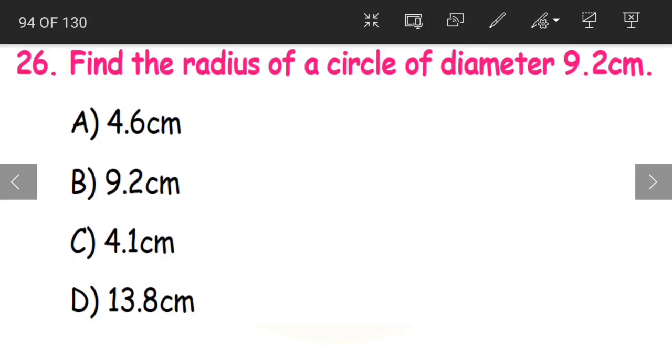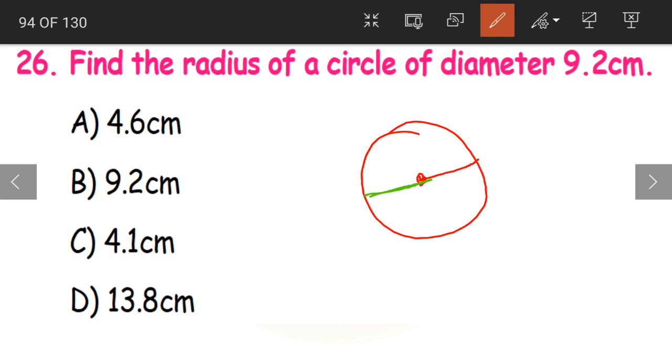If you observe the radius and diameter of a circle, this is the radius, yes or no? And when we join the center with the other end also, then this will be our diameter, yes or no? This is the diameter. The complete green line will be our diameter, and only the red line is called the radius of the given circle.